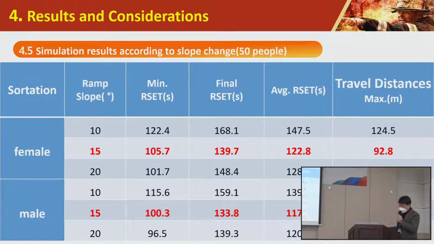This table is the result of 50 participants. Also, slope 15 degrees. Final RSET and maximum travel distance are the shortest.